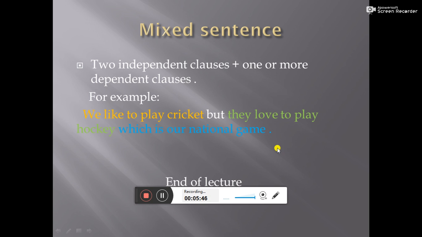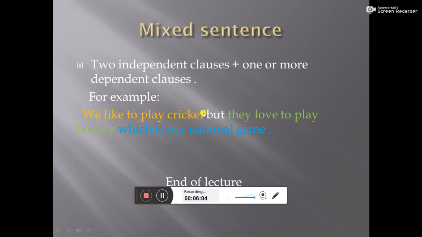Along with the length, you can see that the structure has also been changed here. So what is the structure here? You can see, we like to play cricket. Now this is one clause. Does it give complete meaning to you? Yes, it is giving you complete meaning. We like to play cricket.